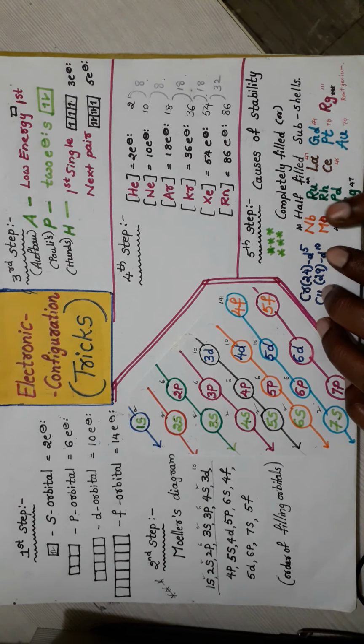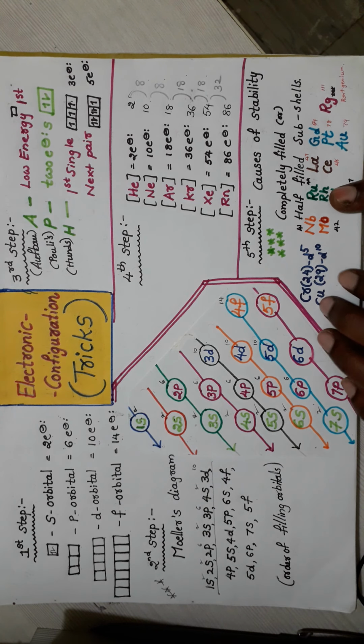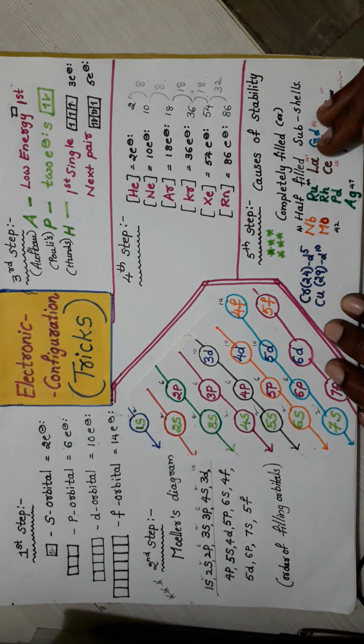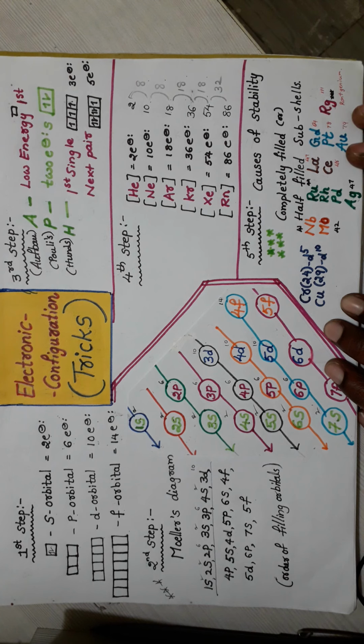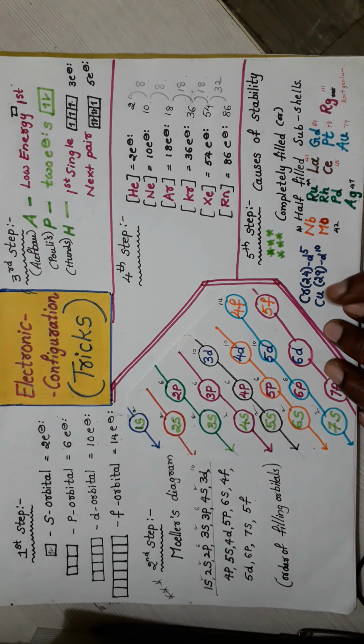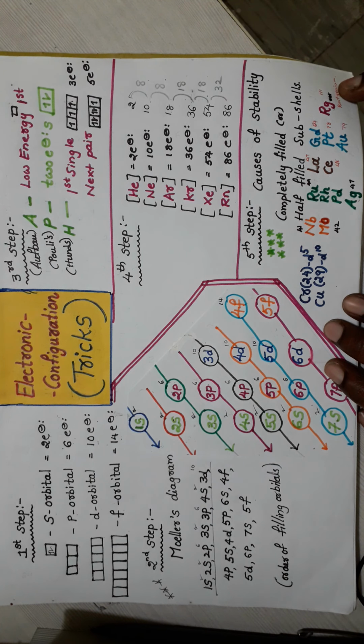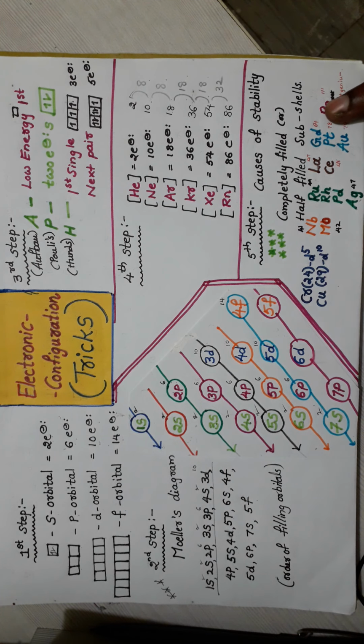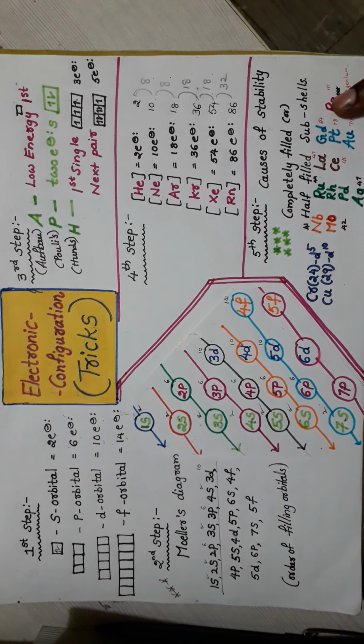But you remember, exceptional cases are possible in chromium and copper, niobium and molybdenum, ruthenium, rhodium, palladium, silver. Next lanthanum, cerium, next gadolinium, platinum, and so on. These are the elements. All over the periodic table these elements show some exceptional characteristics, so we must remember it. For competitive exams it is very important.